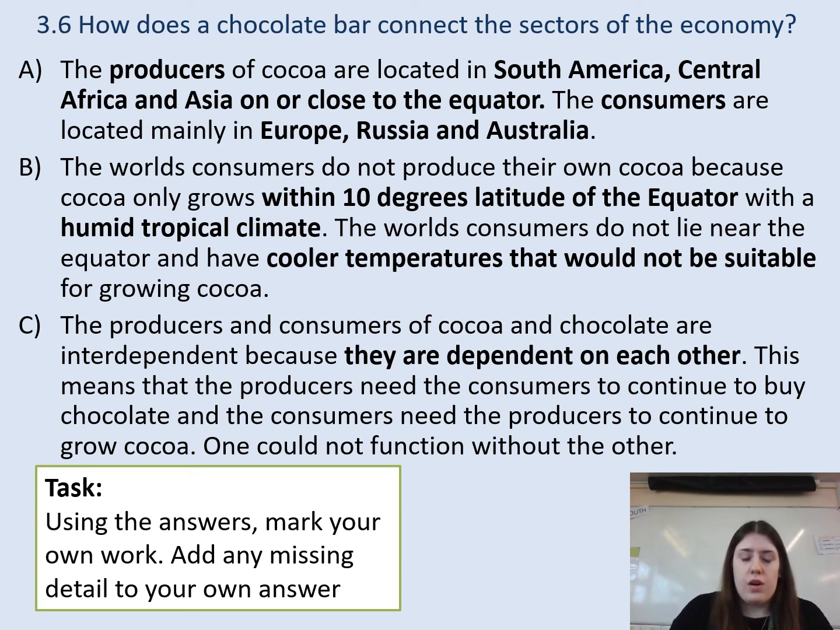If you're a company selling chocolate, if you didn't have the producers, you would fail at meeting the consumer's needs. So one cannot function without the other. So make sure you've added the details there. I've put in bold the most important points, so you can add those in yourself. And you can pause here if you want to give yourself extra time.